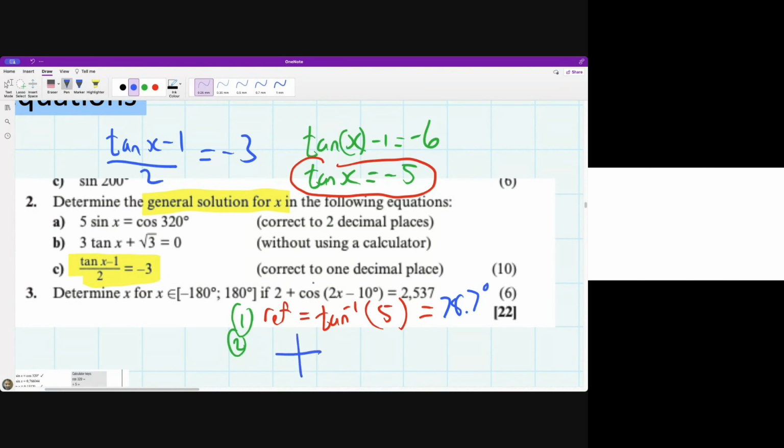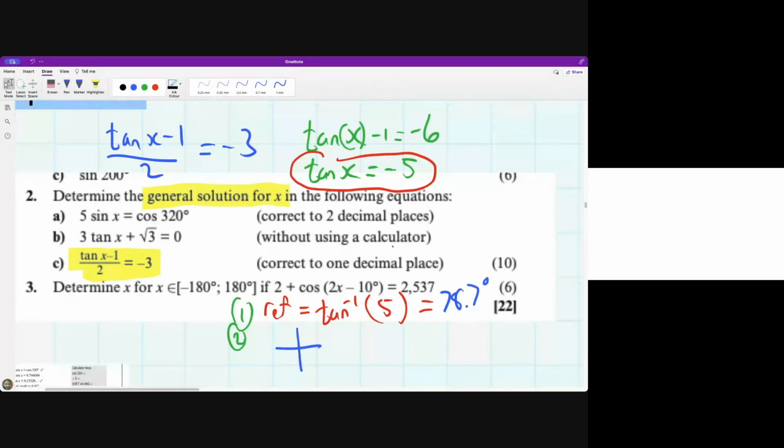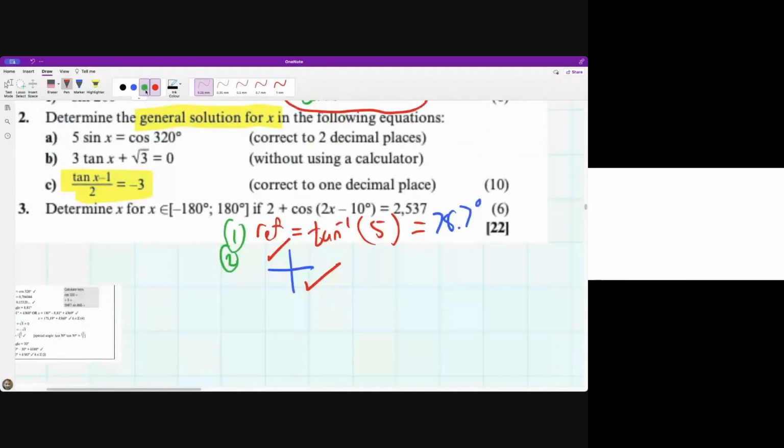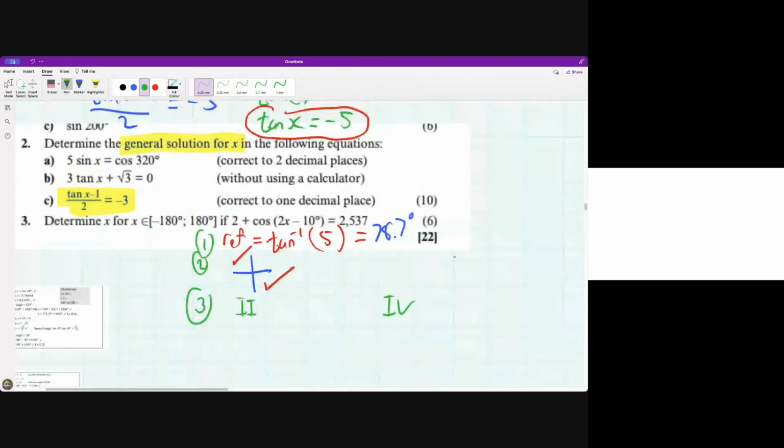Okay, step number 2. In what quadrants is tan negative? Because for this equation, tan is -5, and we have to deal with that reality. We cannot ignore it. So tan is negative in quadrants 2 and 4. So in terms of getting my solutions, technically speaking, I should have a solution in quadrant 2 and in quadrant 4. But here again is where tan is a little bit special.